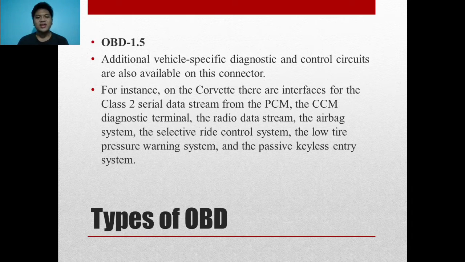For instance, on the Corvette, there are interfaces for the Class 2 serial data stream for the PCM, the CCM diagnostic terminal, the radio data stream, the airbag system, the selective ride control system, the low tire pressure warning system, and the passive keyless entry system.